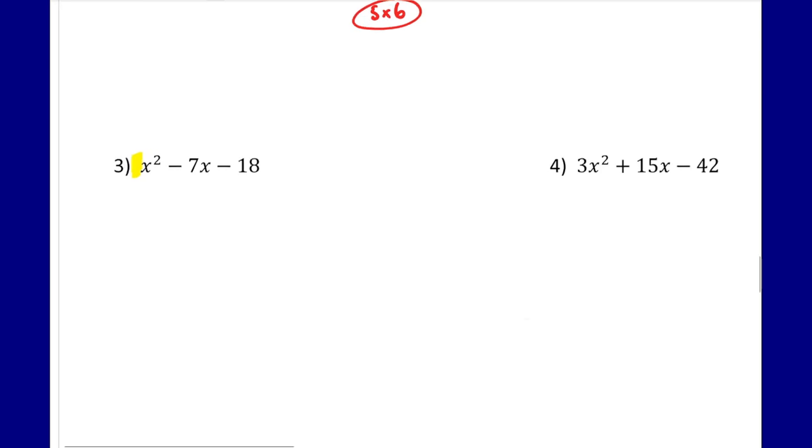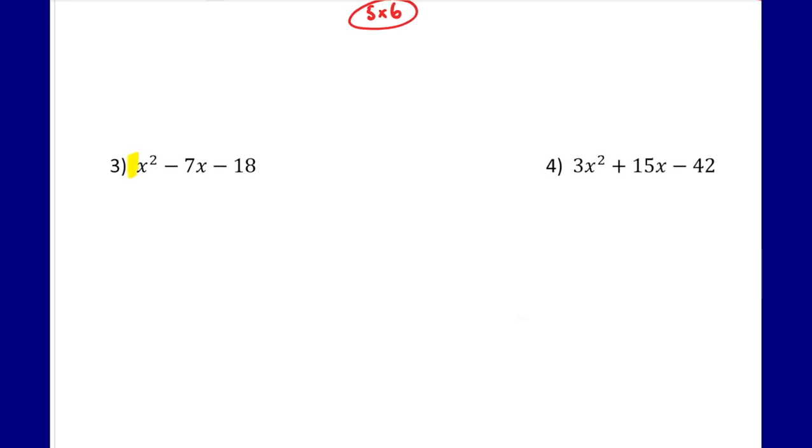Next one, x squared minus 7x minus 18. Again, so we're looking for two numbers that multiply to give us -18. Two numbers that add to give us -7. Because we're multiplying to a negative, one has to be positive, one has to be negative. So let's go through. 18 and 1, or 18 and -1. Nope, that won't add. 9 times -2.